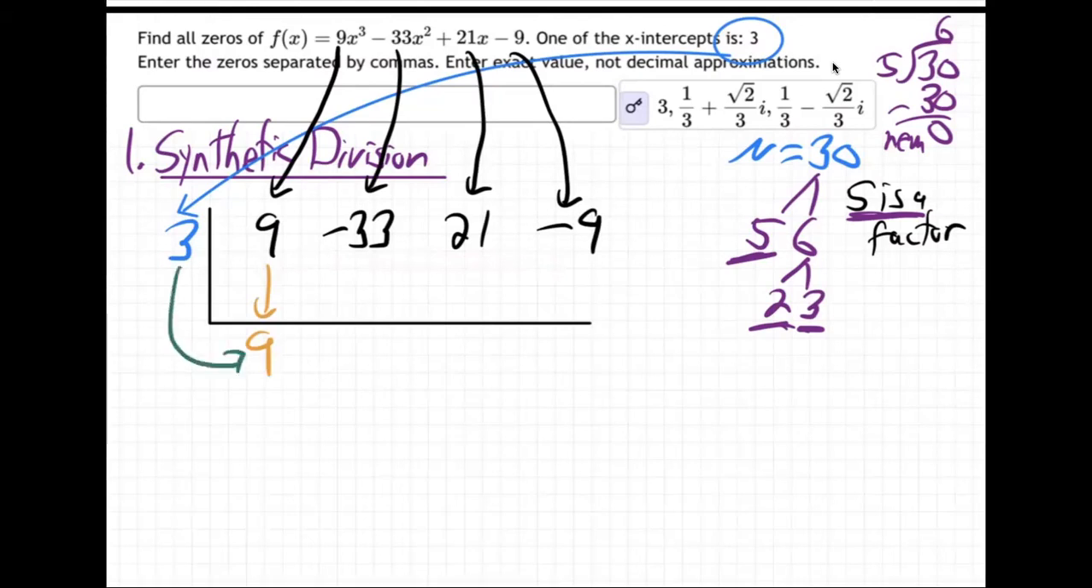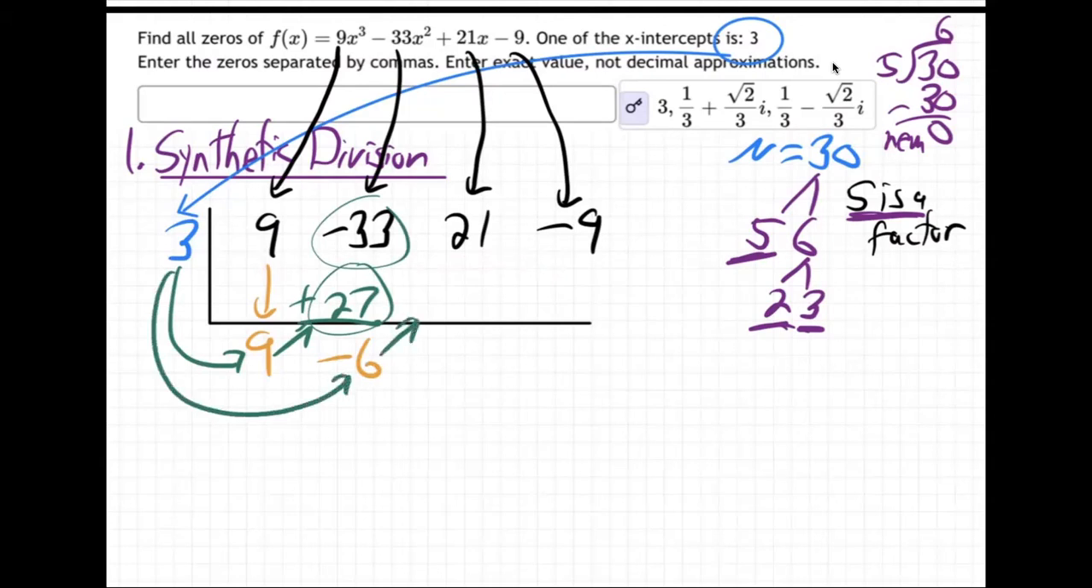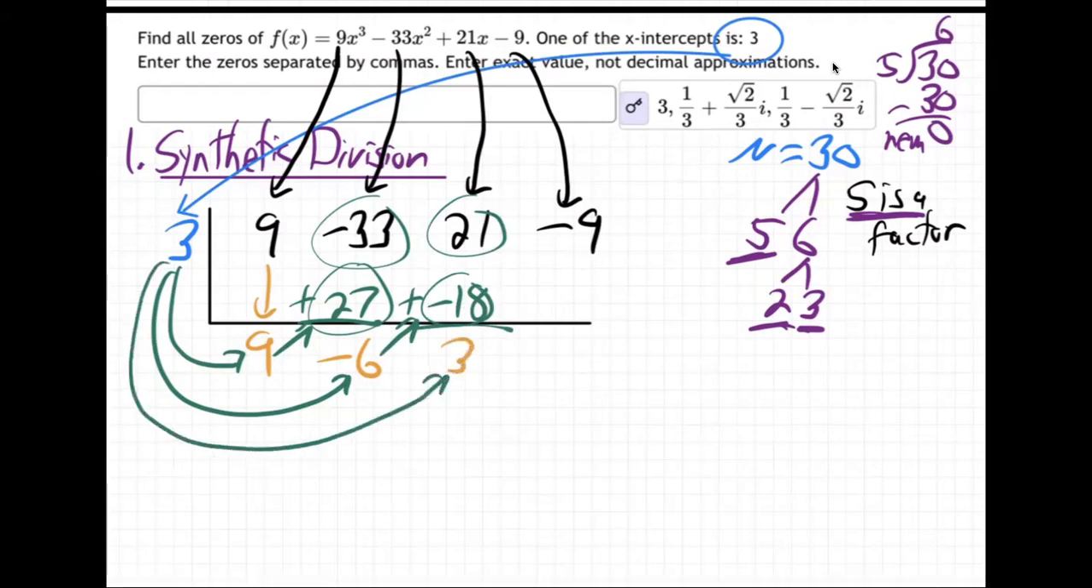So how we go: 3 times 9 is 27, and then we add these together, this and this, right? Minus 33 plus 27. Is that minus 6? Yeah. And then the 3 does that one. 3 times minus 6, multiply, minus 18. And then we add this and this together. And what's that? 21 minus 18 gets a 3. And then we do it again. 3 times 3 is 9. And we add these together. Minus 9 and 9 is 0. Remainder 0, no surprise. We knew we'd get zero remainder because that just means 3 really goes in, just like we got a zero remainder when we divided by 5.